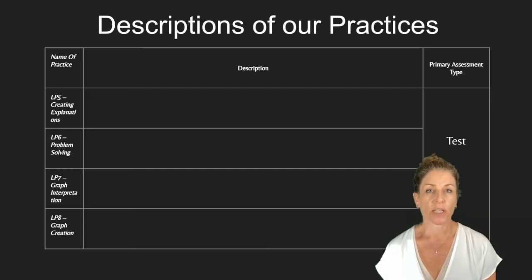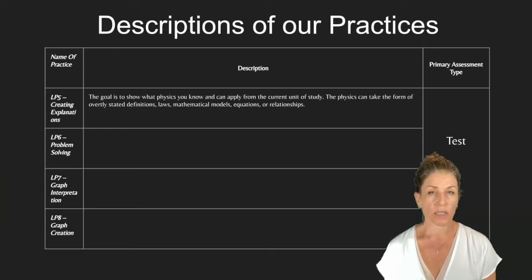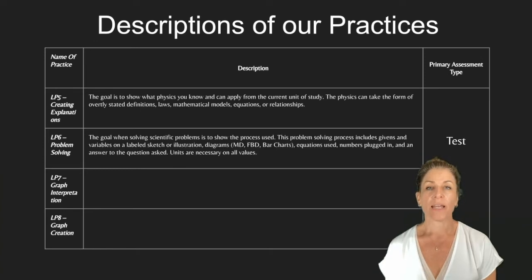First, creating explanations and making predictions. The goal is to show what physics you know and can apply from the current unit of study. The physics can take the form of overtly stated definitions, laws, mathematical models, equations, or relationships. For the next one, problem solving, the goal is that when you solve a scientific problem, you should show the process you used.